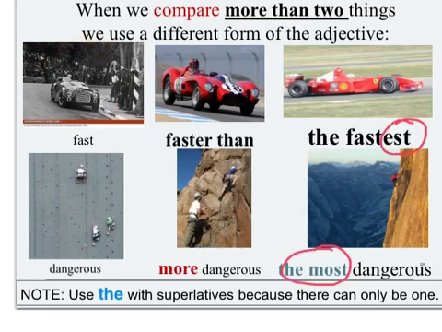fast. When we compare the first two cars, we can say race car number 18 is faster than the old race car. Then, if we add in our third car, the new race car, we can say the new race car is the fastest, or this race car is the fastest of these three. We can also do the same with the climbing. If we compare all three pictures, if we look at this third one, we can say his climb is the most dangerous of the three.